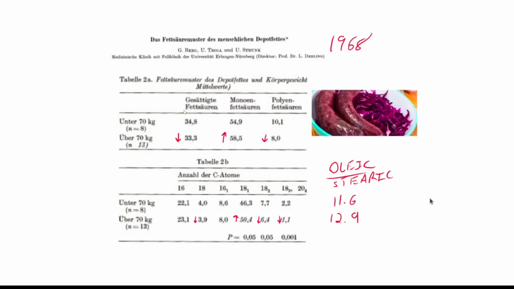This is 1968 in Germany. They took a bunch of people and divided them into those under 70 kilograms, that's around 150 or 160 pounds, I think, and those over 70 kilograms. What they found was that in people over 70 kilograms, you see a similar pattern where saturated fat drops, polyunsaturated fat drops, and monounsaturated fats increase.